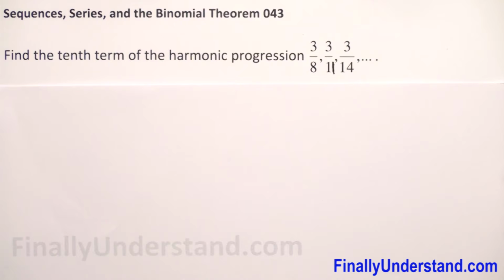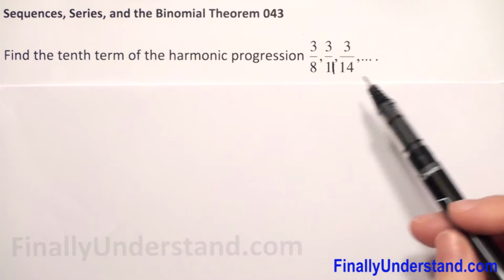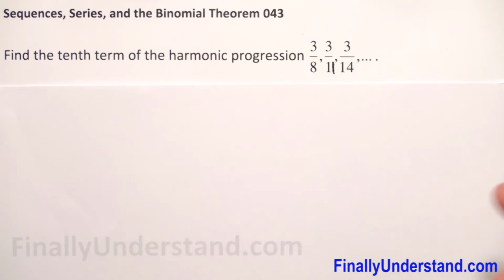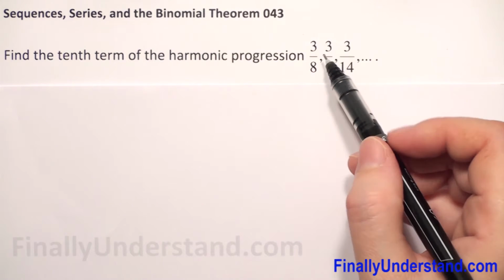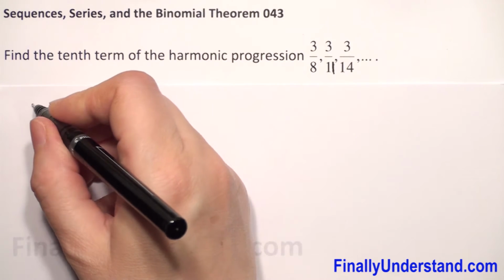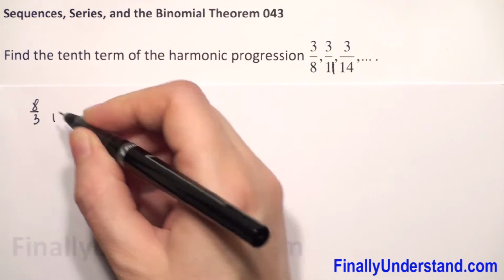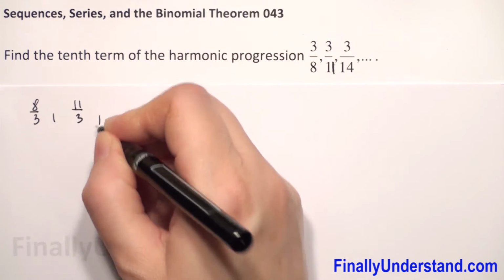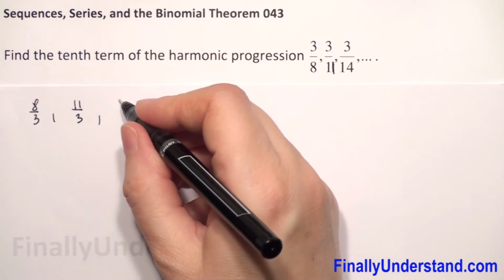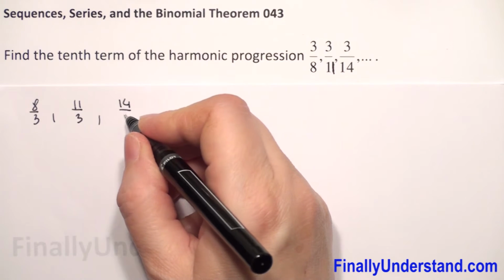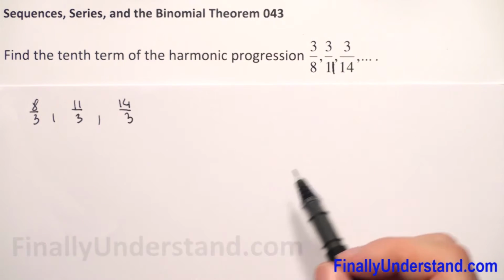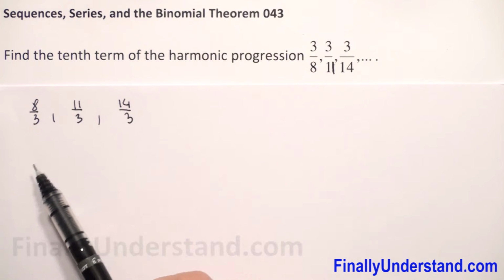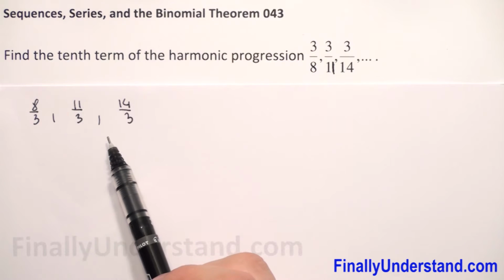So let's see what we have here. If we write reciprocals of the given terms, what will we have? Reciprocal of 3 over 8 will be 8 over 3. 3 over 11 will be 11 over 3. 3 over 14 will be 14 over 3. So now let's check if this is arithmetic progression.